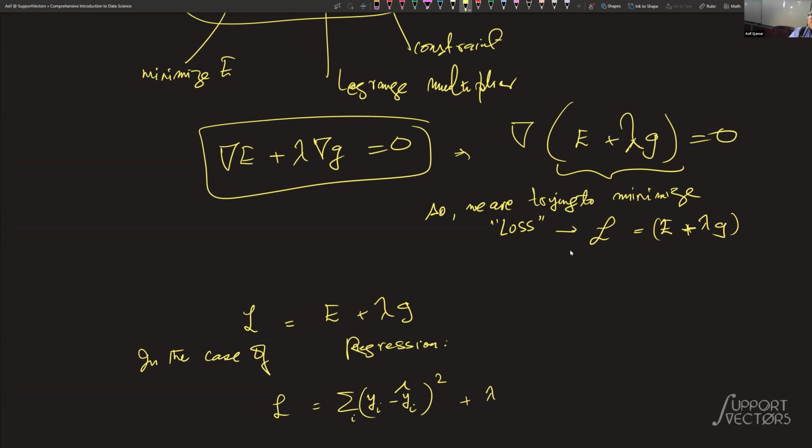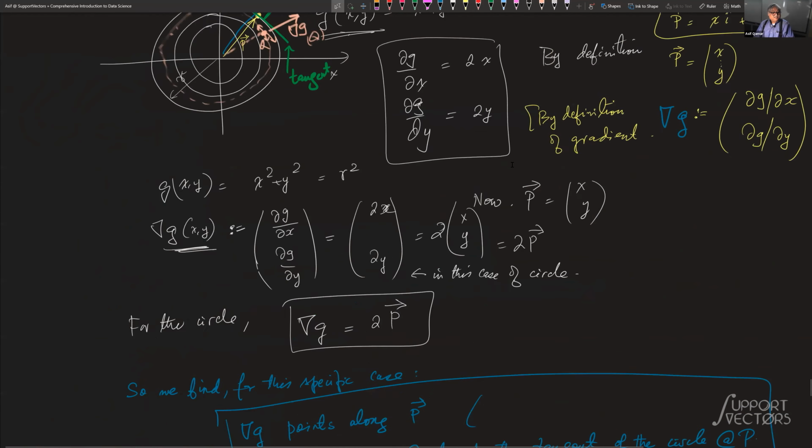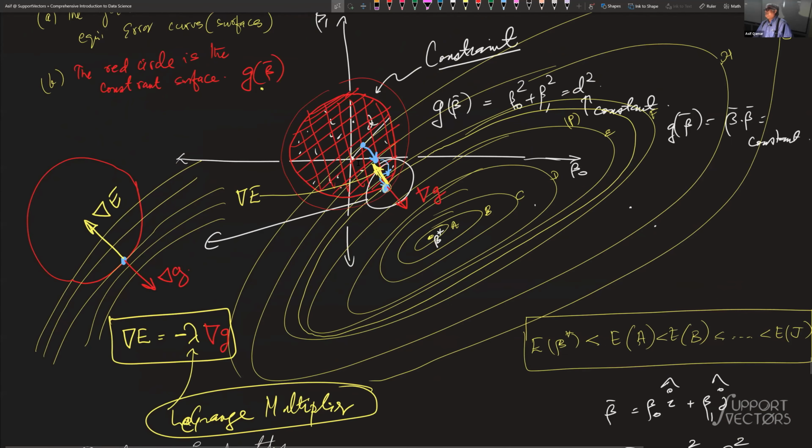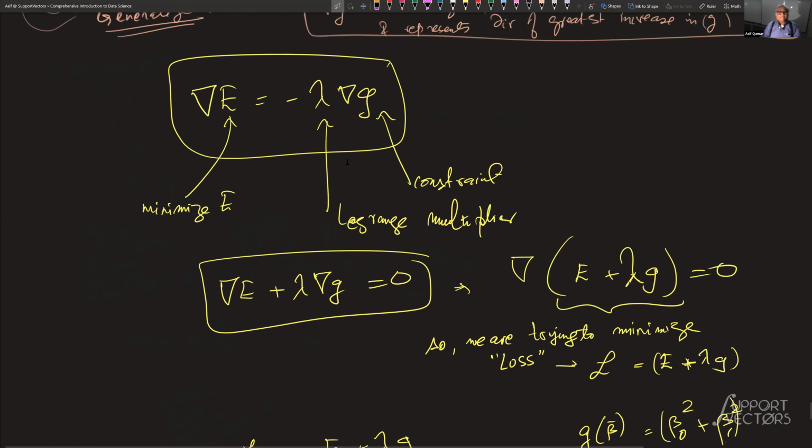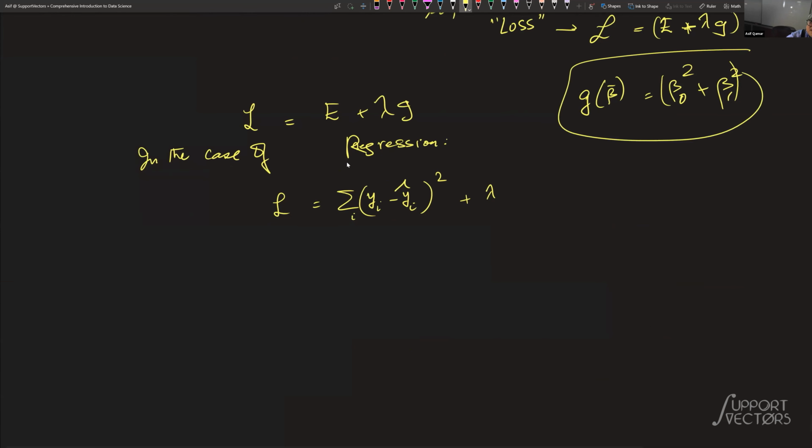Now, what was G? Remember, G was not in the real space. G was actually in the beta space. It was beta naught square plus beta 1 square, because that is where the circle was being made, in the hypothesis space. In the hypothesis space, the equation is in terms of betas. So this is equal to beta naught square plus beta 1 square.